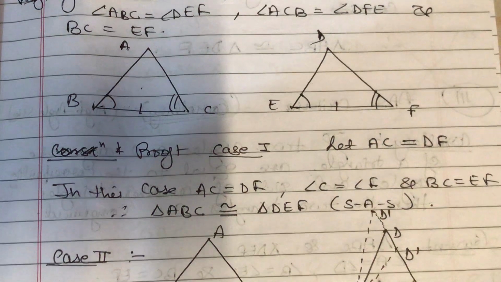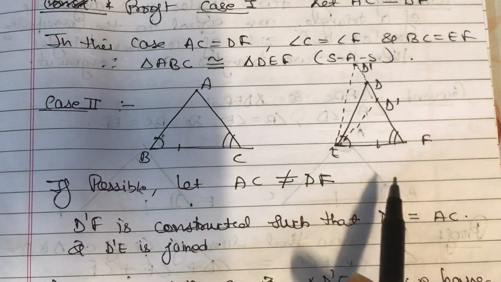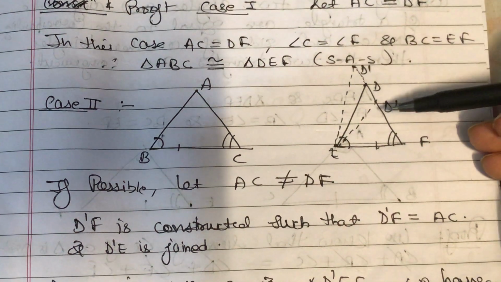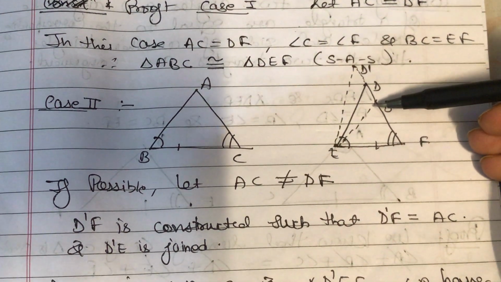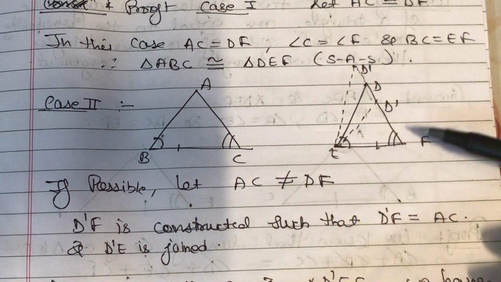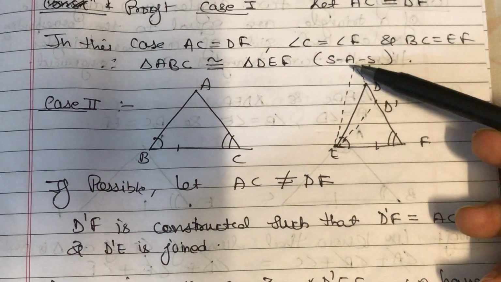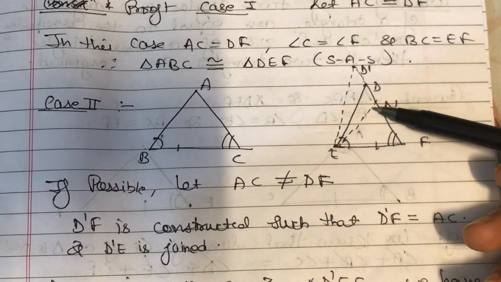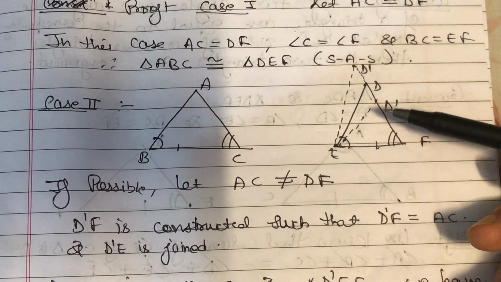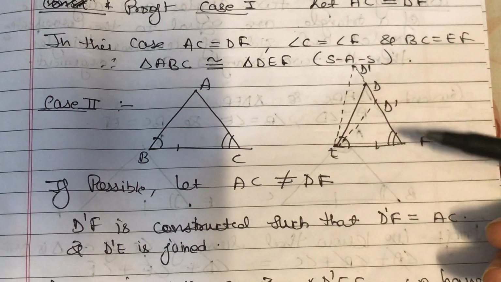Let's talk about case number 2. Let AC not be equal to DF. Let there be some other point D dash. It may lie outside the triangle. It may lie inside the triangle. Okay. So let us assume that AC is equal to D dash F. Now here I have considered both the cases, that D dash may lie outside the triangle, D dash may lie inside the triangle. I don't know where it exactly lies, but definitely D dash is a different point. It's not D. AC is not equal to DF, right?